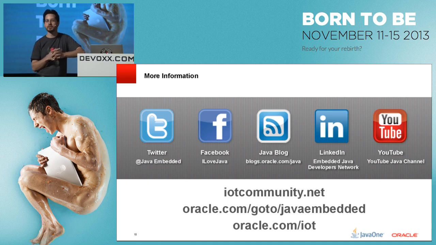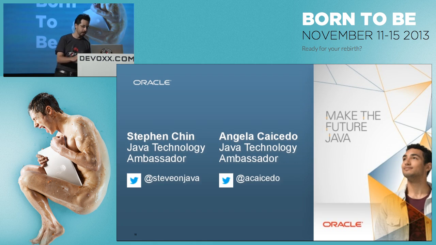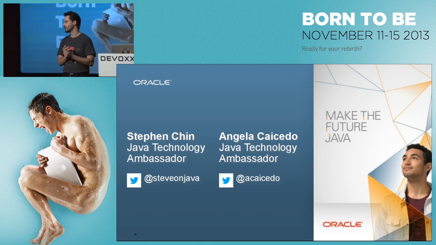And as Jim mentioned, there's a convergence going on starting with Java 8 and continuing to Java 9, where we're going to have similar language and APIs for both of those. So I'd like to reintroduce Angela Caicedo.